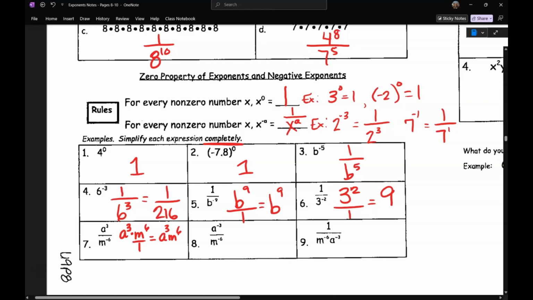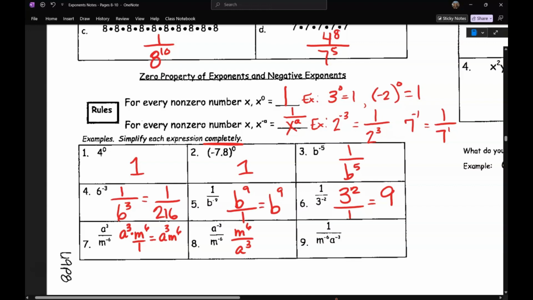If it's on the top, put it in the bottom. If it's on the bottom, put it in the top. So these two in number 8 are actually going to switch places because we want to get rid of the negative. So the m goes to the top and the a goes to the bottom. We can't evaluate them anymore. We don't know what a and m equal.